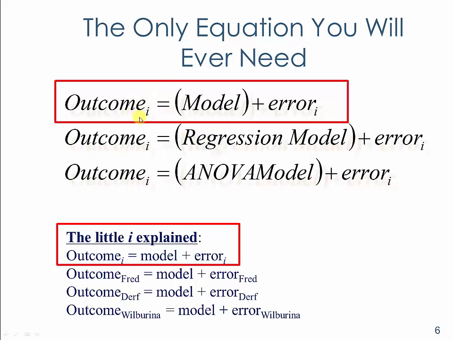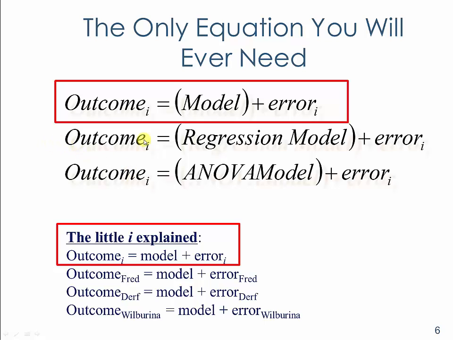So we want the outcome. The outcome is equal to the model that we have, plus there's some type of error left over. So we observe some sort of real-world data, and then we try to fit our model to it, and then there's some error left over. And just so you understand, the little i in the subscript here just refers to the ith score. If we collected data on 3 people, we could replace that i with each of their names.